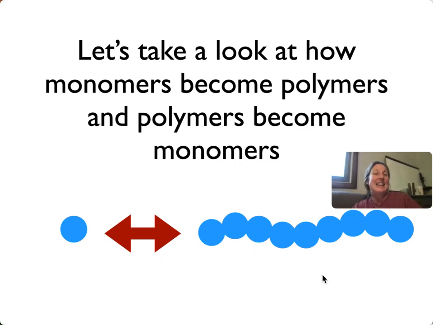All right. In the last video, we got to know the main monomers that our cells use to build macromolecules. Before we start looking at the polymers themselves or the macromolecules themselves, we need to look at how we go from a monomer to a polymer or a polymer to a monomer, because both of these types of chemical reactions occur in our cells all the time, depending on what we need and where we're at.